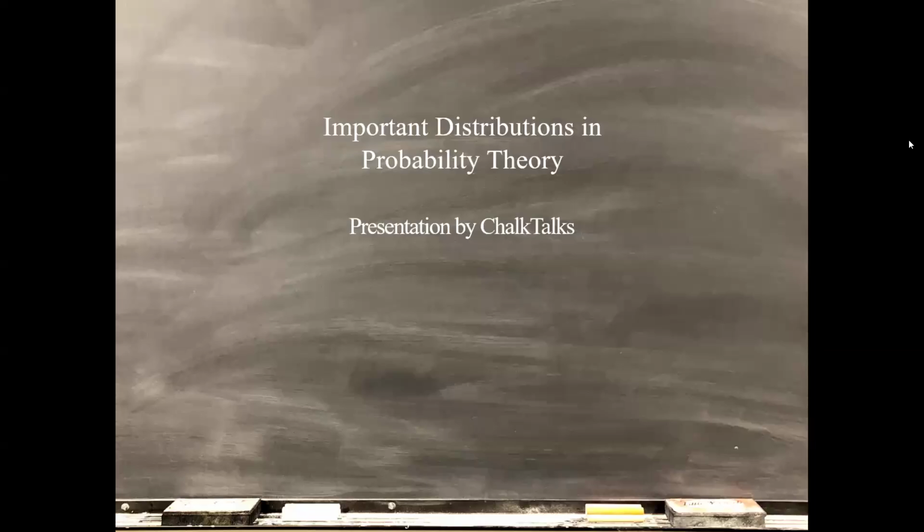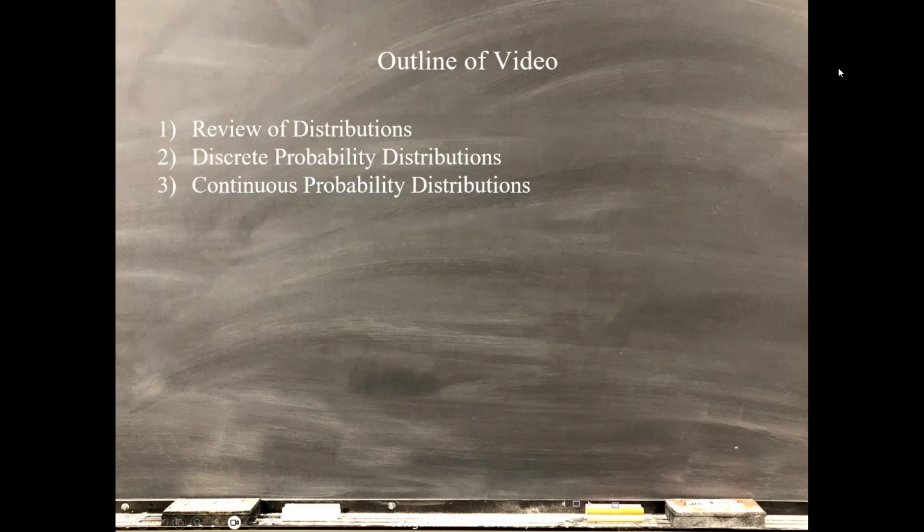Hello, everybody. So today we're going to talk about some important distributions which come up in the context of probability theory. Okay, so we're going to start out by giving a brief review of what a distribution is in the context of probability theory, and then we'll split up the distributions we're going to talk about into two broad categories, which are called discrete probability distributions and continuous probability distributions.